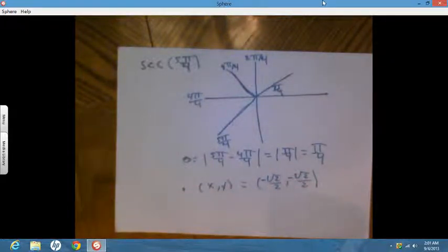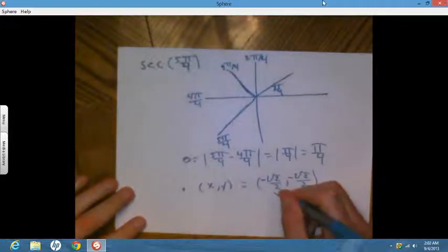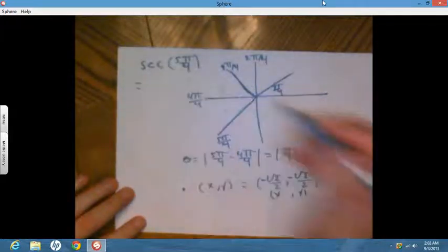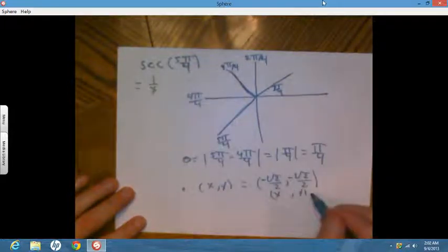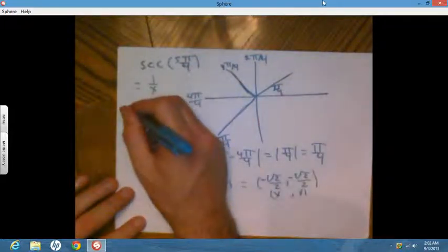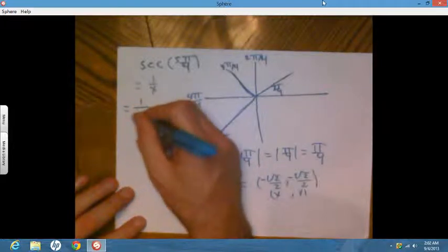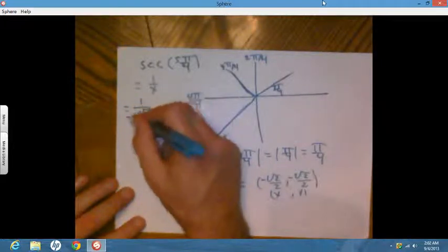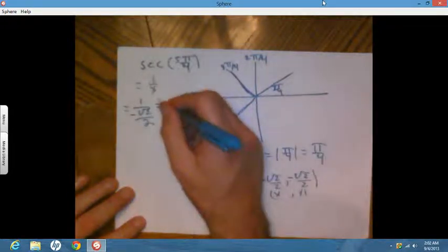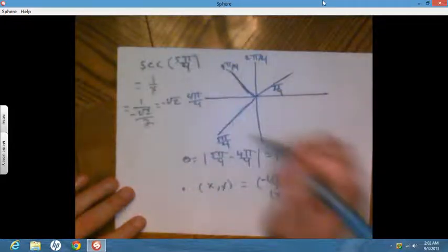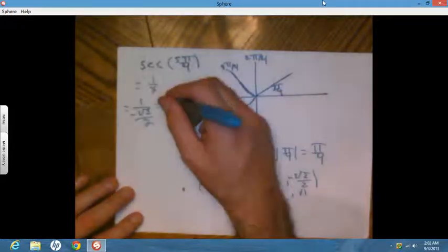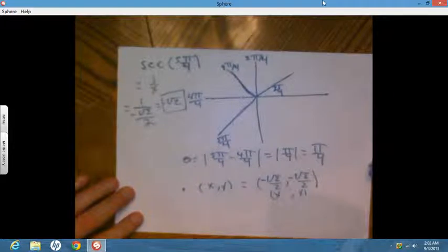And I want to know the secant. Well, I know that this is my x and this is my y. Well, the secant is equal to 1 all over x, which is just equal to 1 divided by the negative square root of 2 over 2, which is equal to the negative square root of 2. So the secant of 5 pi over 4 is negative square root of 2. Okay?